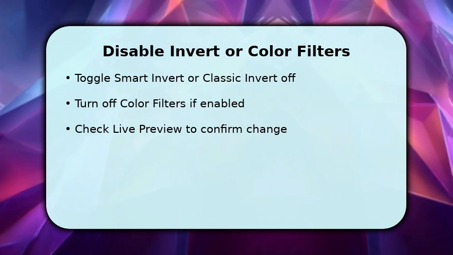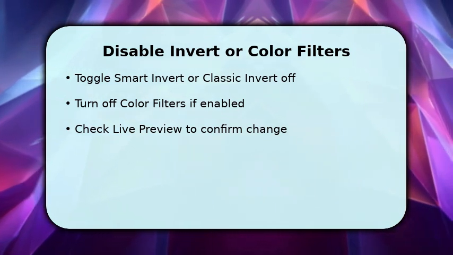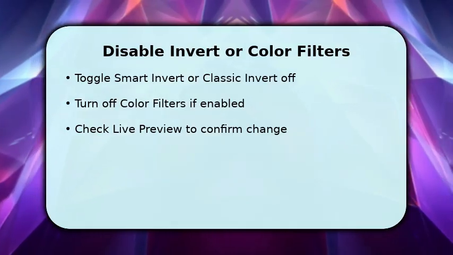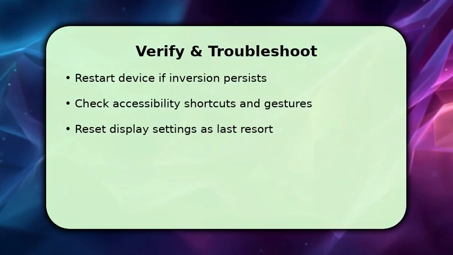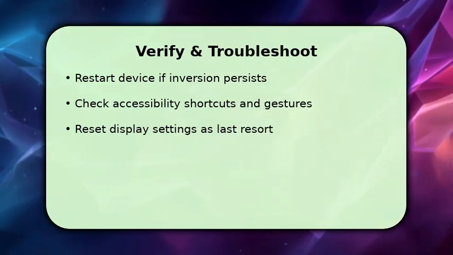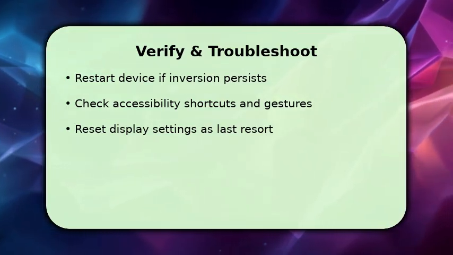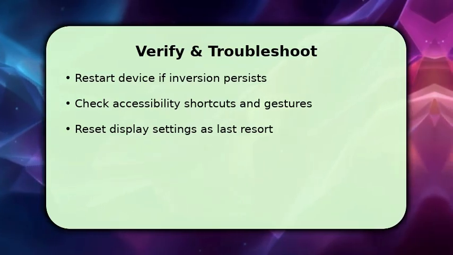You finish by verifying the change across apps and the home screen. If inversion persists, restart the device to clear any transient state. Make sure Accessibility Shortcut or triple-click gestures aren't re-enabling invert colors. Disable those shortcuts if necessary.